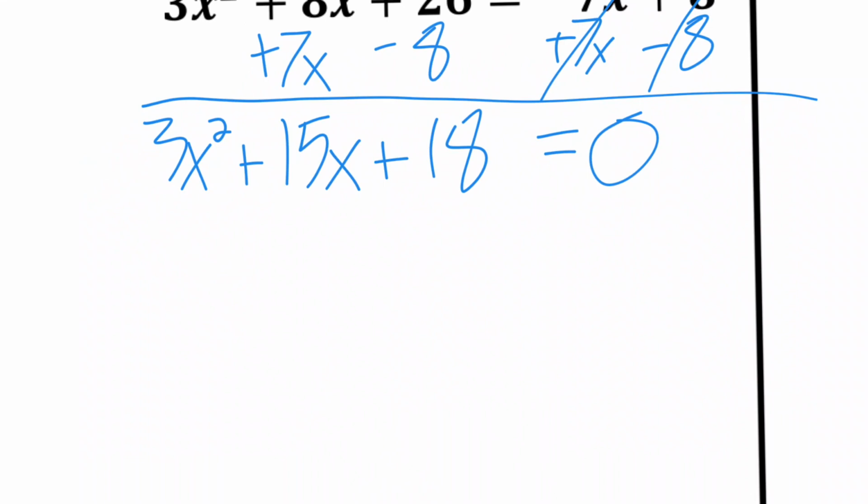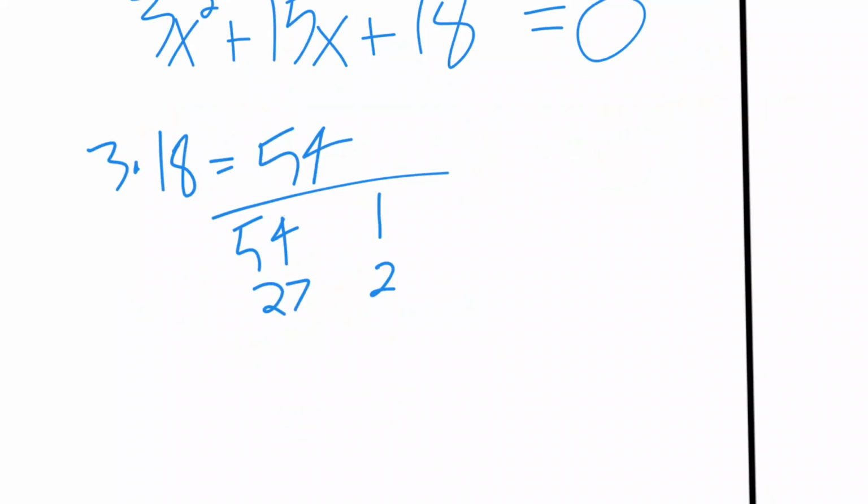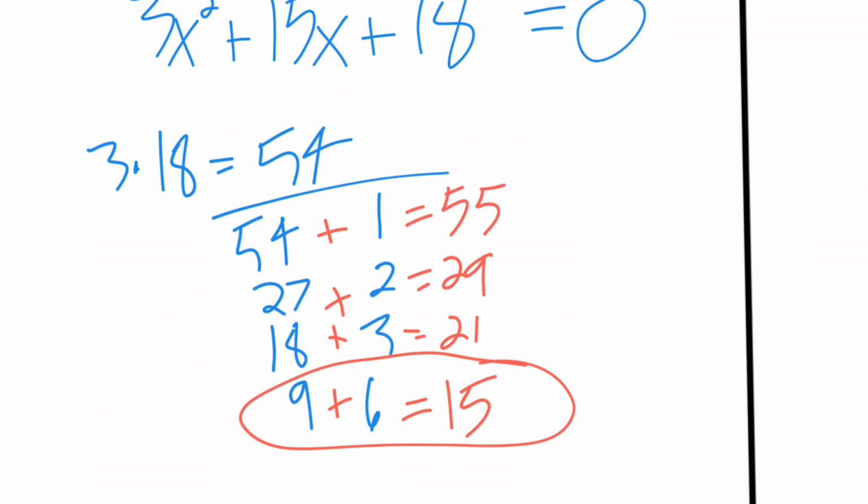Okay? So I go, okay, what's my a times c? 3 times 18 is 54. What are my factors of 54? 54 and 1, 27 and 2, we got 18 and 3, and 9 and 6. And so which two add up to get the middle term? My middle term was 15. Well, that would be 9 and 6. 9 plus 6 is 15. All these other ones, that's 21, that's 29, that's 55. So it has to be 9 and 6.